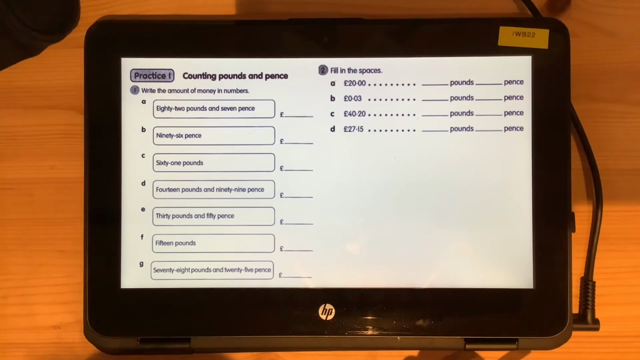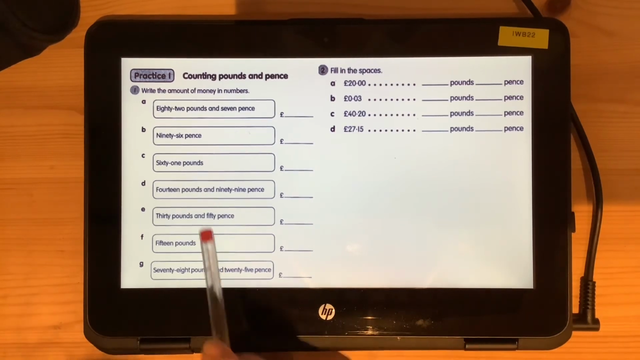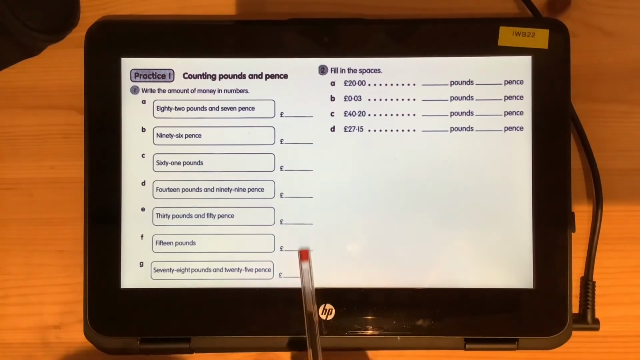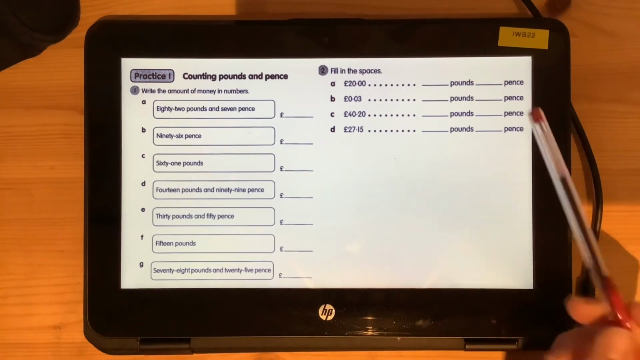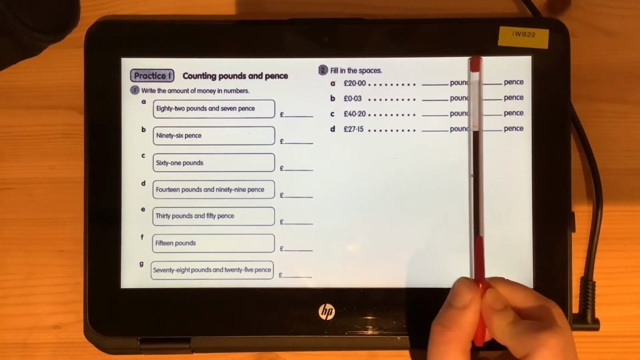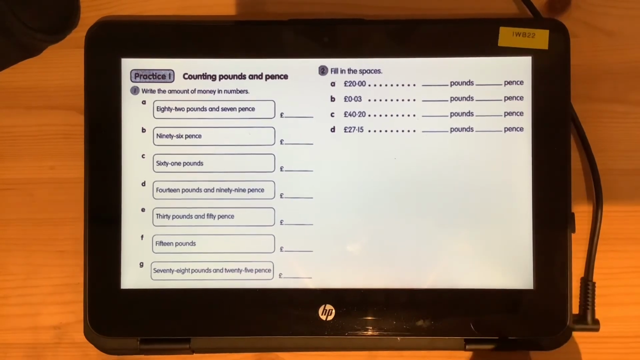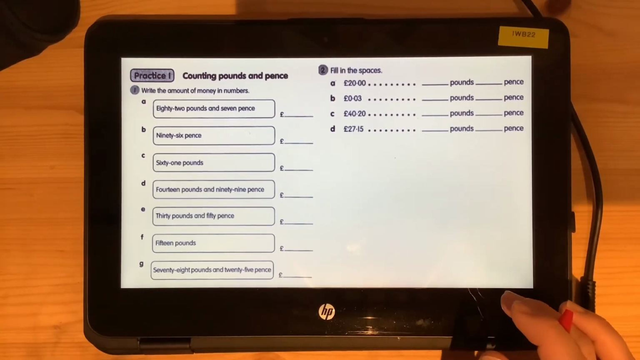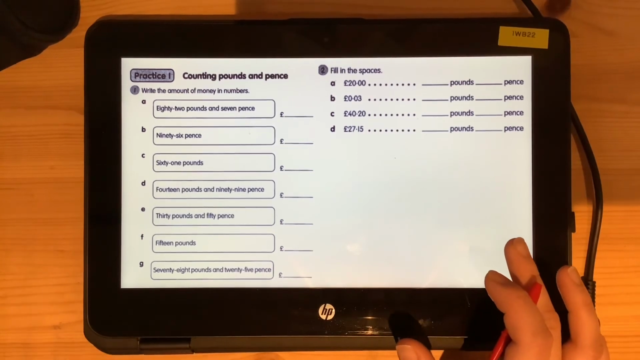So this is your task in addition to answering those questions from earlier. So you have to pause the video and have a go. First of all, you have to write the amount of money in numbers, and then you have to fill in the spaces of when it's written as full pounds and pence, separating it into pounds and pence. Pause the video and have a go.